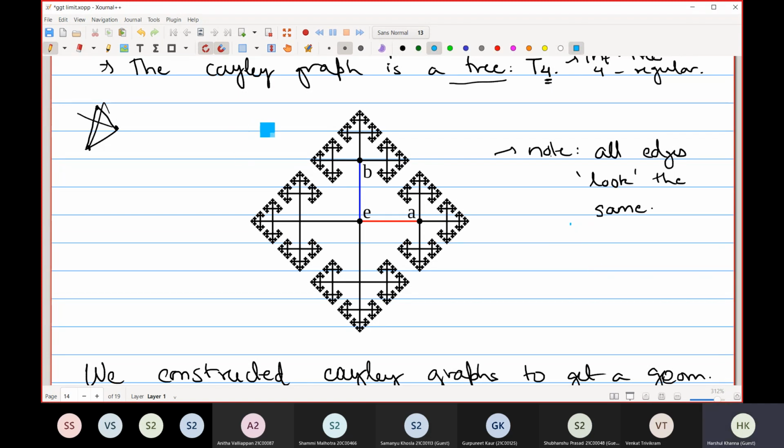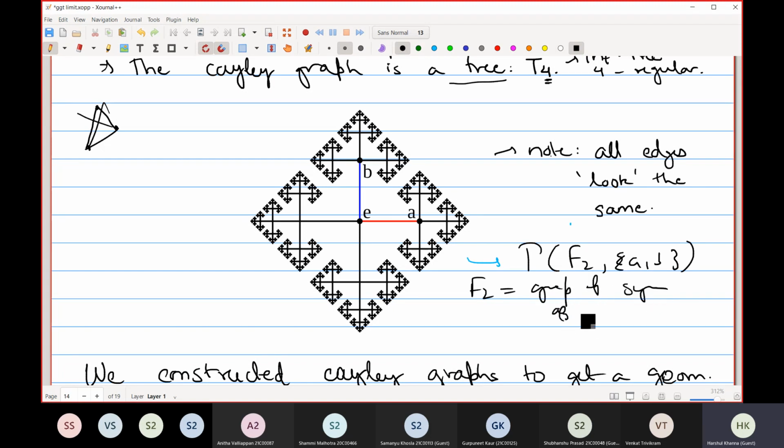Now, why did we construct Cayley graphs? We wanted to construct a geometric object such that it had the group as its group of symmetries. So let's see what that group of symmetries is. This is the Cayley graph of F2 with respect to the generating set A, B. We know that F2 is exactly the group of symmetries of the tree. This is by the theorem before.